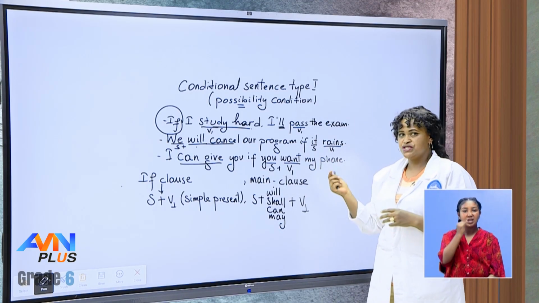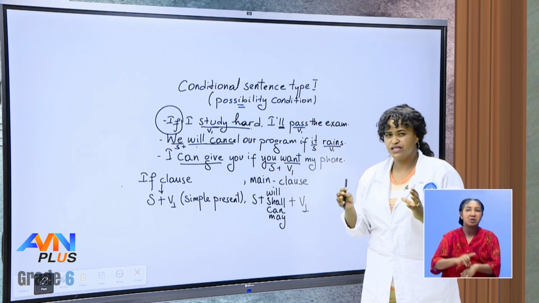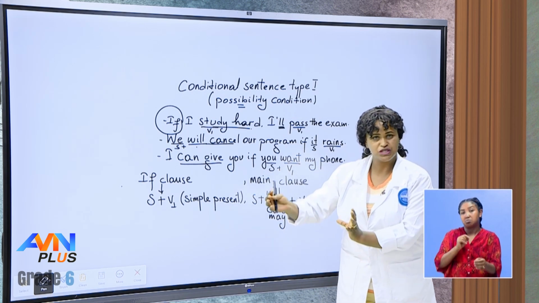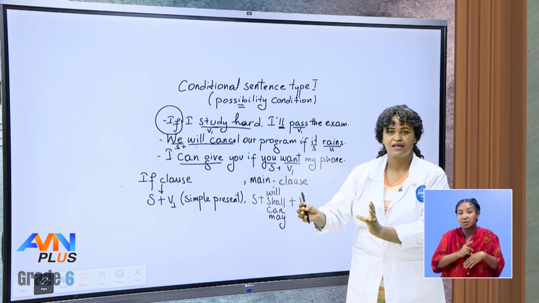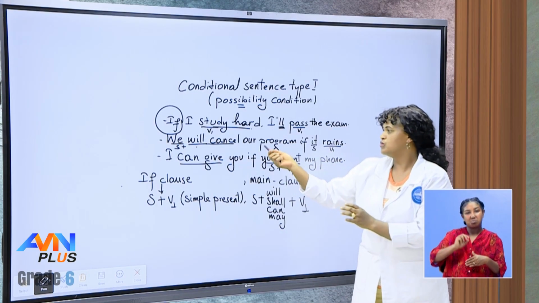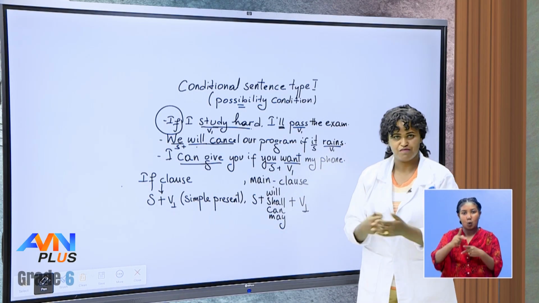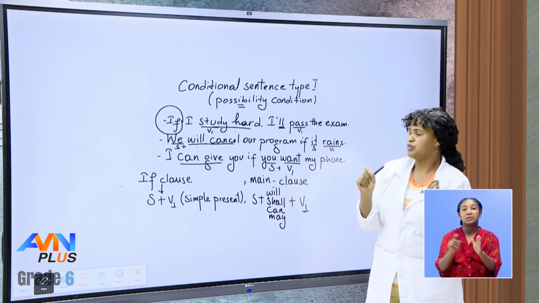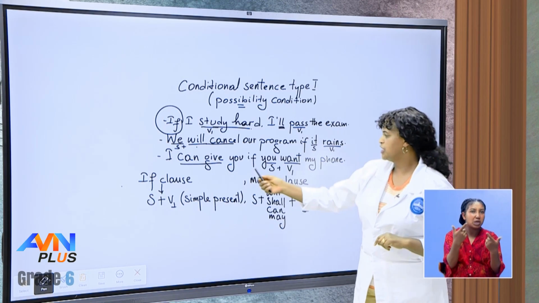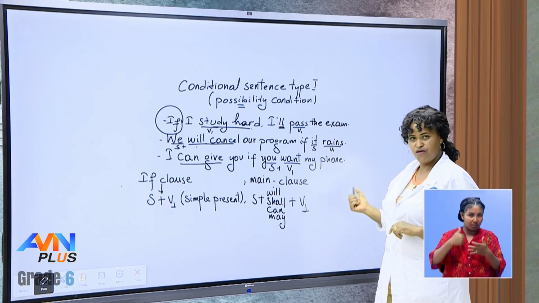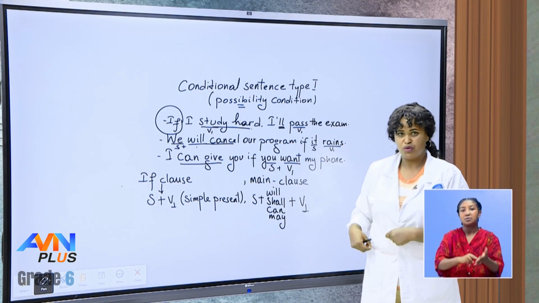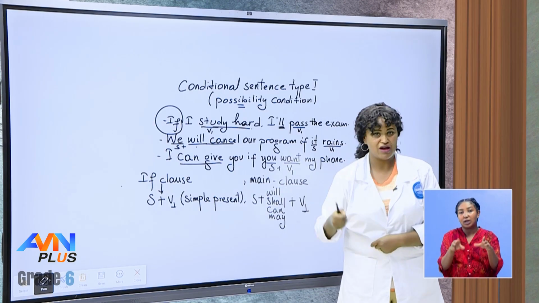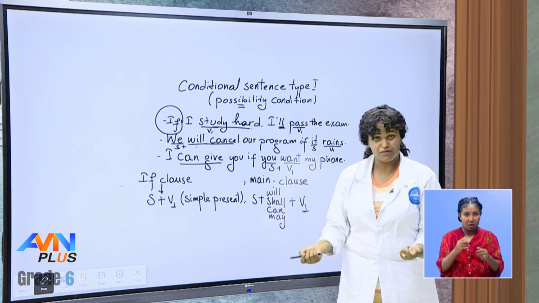If it rains, that's a condition. If it rains, there is another possibility. What is that? Yes, we will cancel our program. That shows what? For something, a possibility to happen. I can give you, if you want, my phone, which means there is a possibility that I can give you my phone. I lend you my phone for some time.